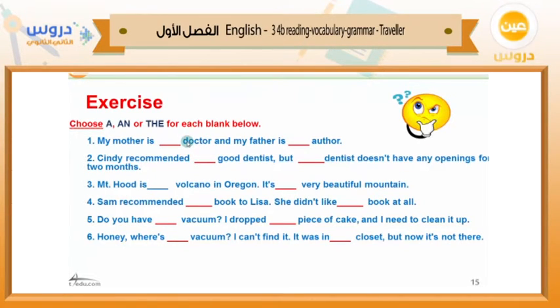D is a consonant, so we don't use an, we use a. My mother is a doctor and my father is an author. Why? Because author means writer. It started with a vowel. A, O, E, I, U. These are the vowels. So if the first letter starts with one of these 5 vowels, we add an.